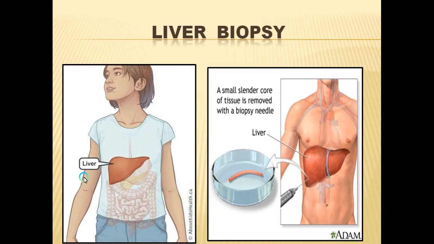This is how the liver biopsy is taken. See, the liver is on the right side. So what you do is you introduce a needle and take out a small piece of liver. Okay, and then you check. So this is a diagram of liver biopsy.